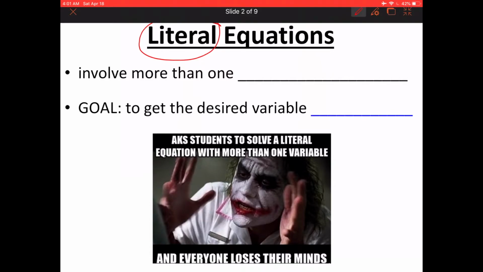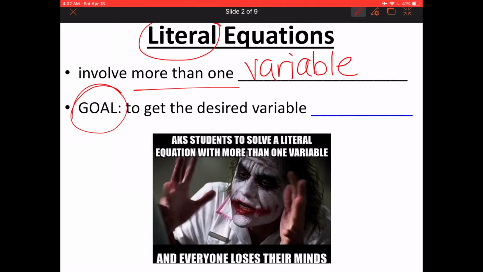Now, literal equations involve more than one variable. And so these types of equations really tell us if you know what you're doing. All right, and this is why being able to solve algebraically is so important. You cannot graph these literal equations. You have to solve algebraically. And the SAT, standardized tests, love these kind of questions because it shows us that you actually know the process and that you know what you're doing.